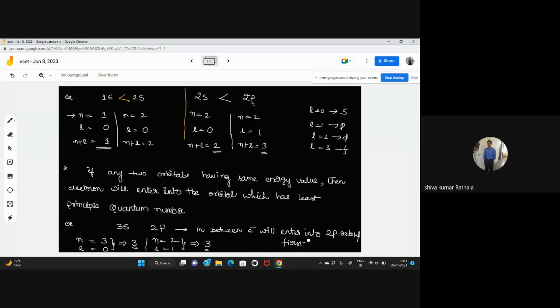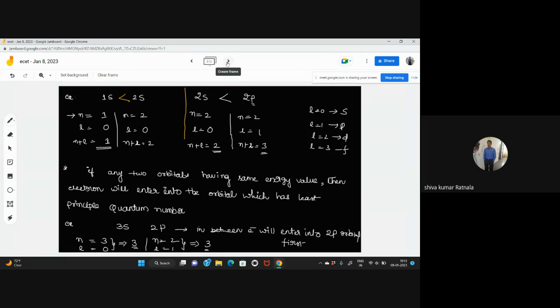So in this principle, we need to remember only three points. The electron will enter the orbitals in increasing order of the energy values. That energy value we will calculate by the formula n plus L. If any two orbitals have the same n plus L value, then the electron will enter the orbital which has the least principal quantum number.